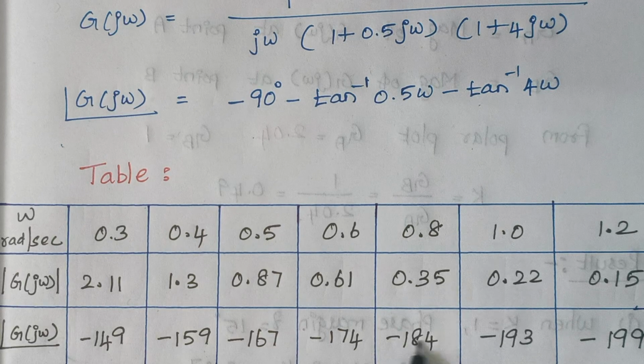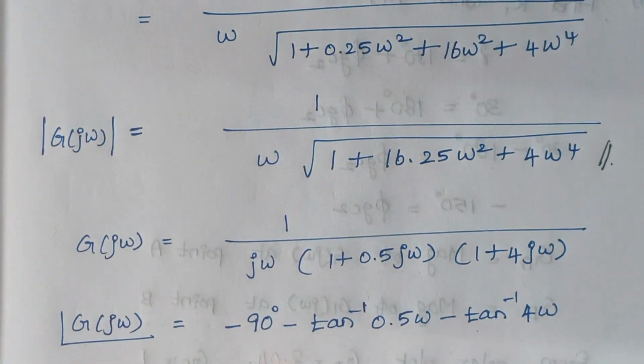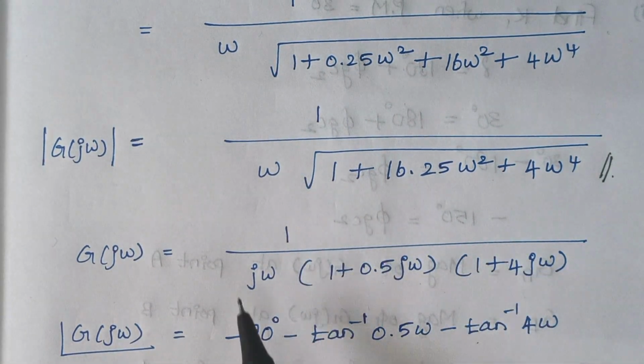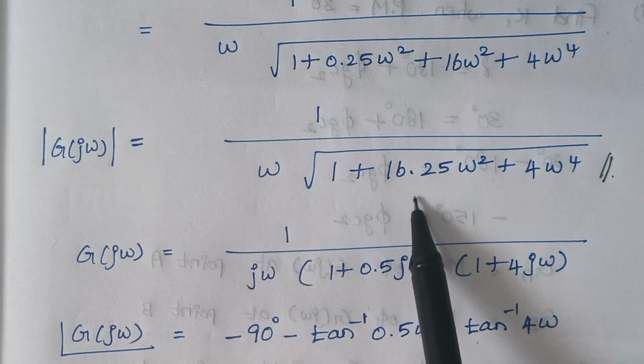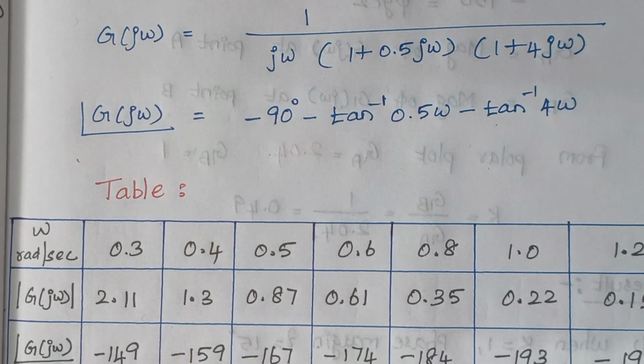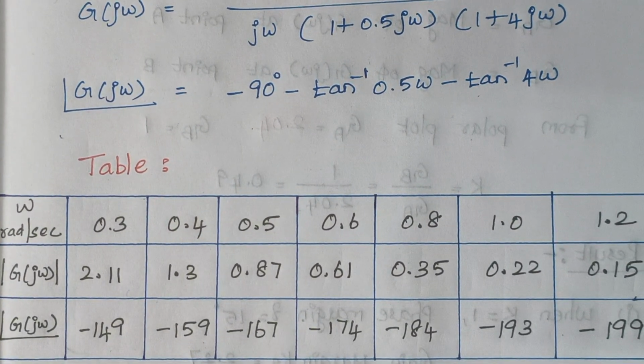Likewise, you can complete this table. And similarly for magnitude, we have an expression, right? So this is our expression for magnitude. For different values of omega, just substitute and write down the answer. This can be done simply using a calculator. This is an easy task. The thing is, you have to feed the calculator with plus and minus signs properly. So now the first part is over.